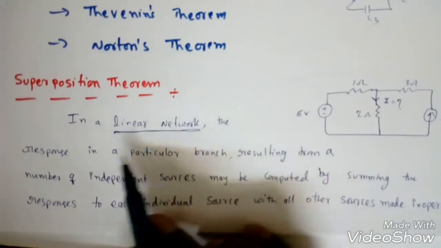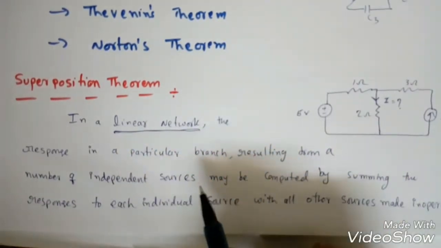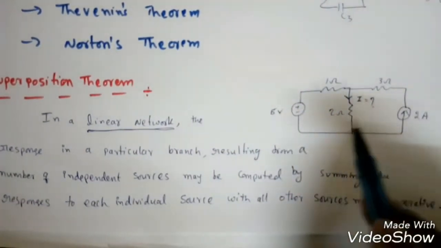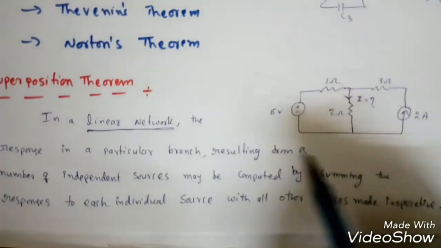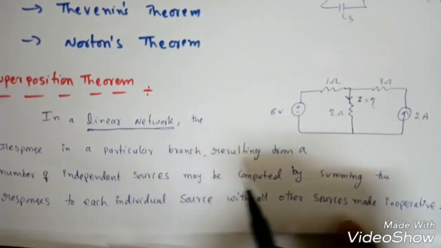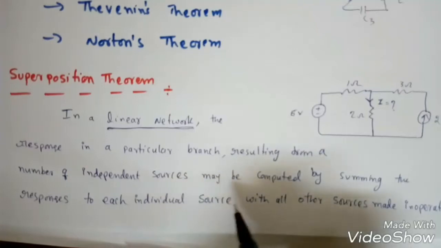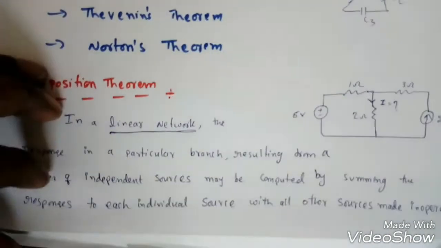In a linear network, the response in a particular branch resulting from a number of independent sources. See, a minimum of 2 should be there, maximum 3, 4, etc. So at least we should have 2 independent sources. The response may be computed by summing the responses to each individual source, with all other sources made inoperative. Now we need to know how to make a source inoperative.